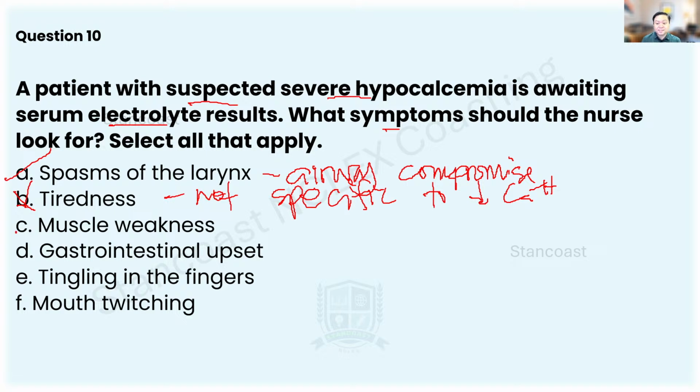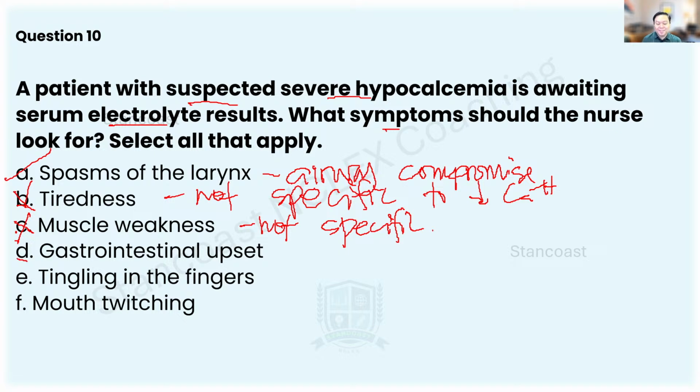What about letter C? Muscle weakness. Will that cause muscle weakness? Again, this is a non-specific manifestation. The patient is much more linked towards muscle tetany. So we are also going to eliminate that one. Again, non-specific to hypocalcemia. There are so many other conditions that can cause muscle weakness, like hypokalemia, right? Or hyponatremia.